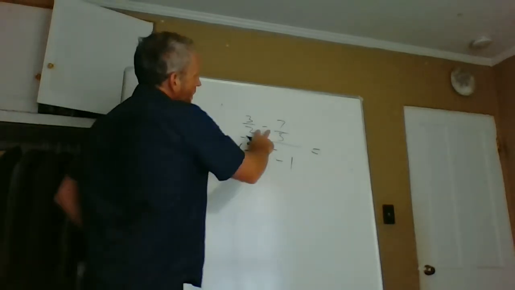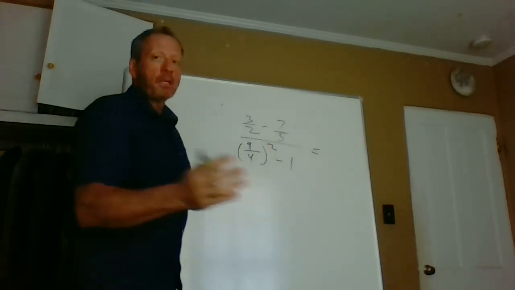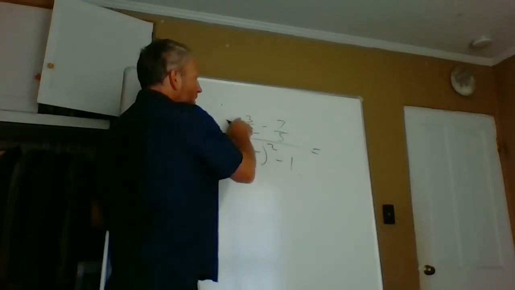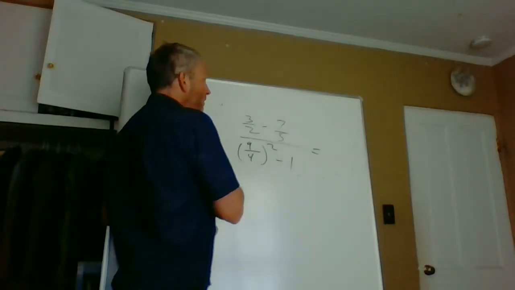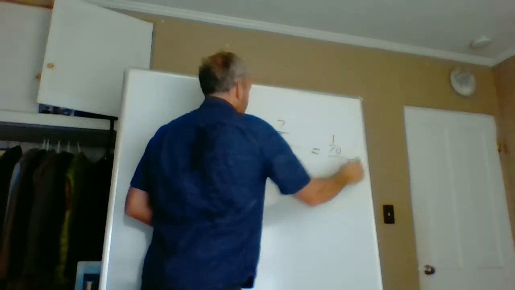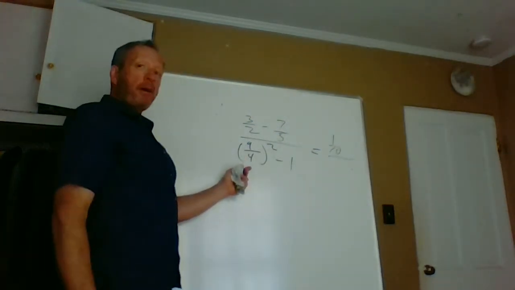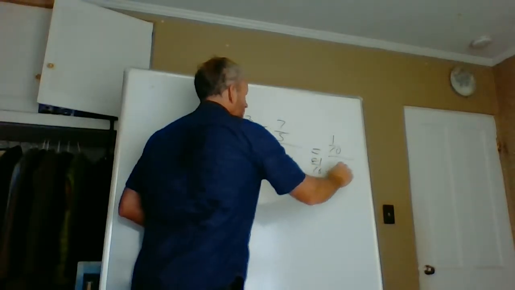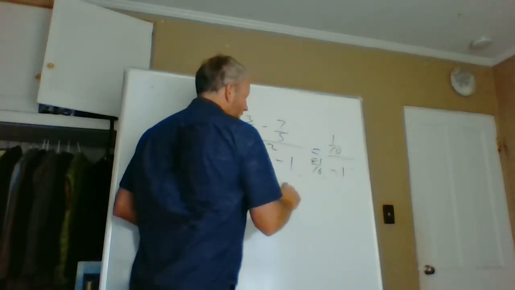So if I were to do this, I would just do this subtraction up here. You can do it any way you want, but I do it the way that I showed you. Multiply this top and bottom by 5 and this top and bottom by 2. So that would give me 15 minus 14, so 1/10 up there. Down here, I would square this, multiply it by itself. 9/4 times 9/4 is 81 over 16 minus 1. Then I'll take care of this subtraction.